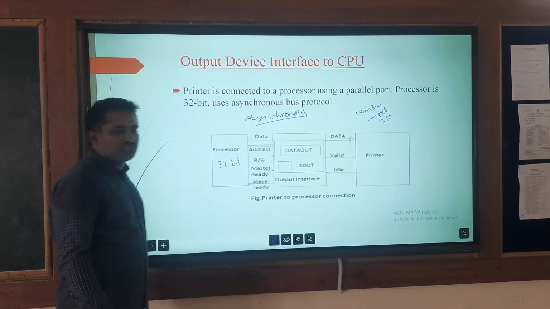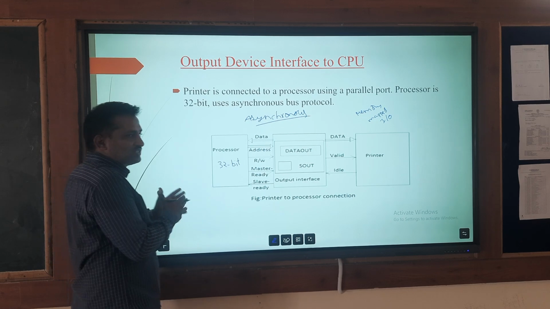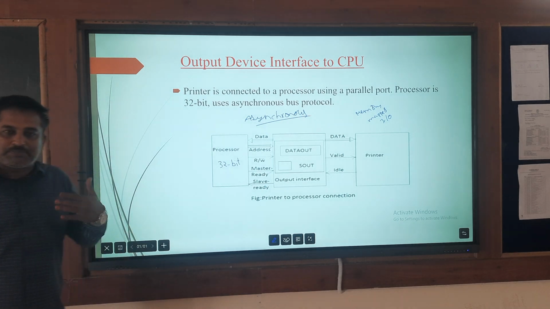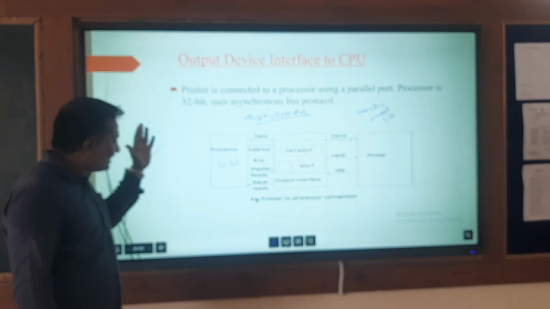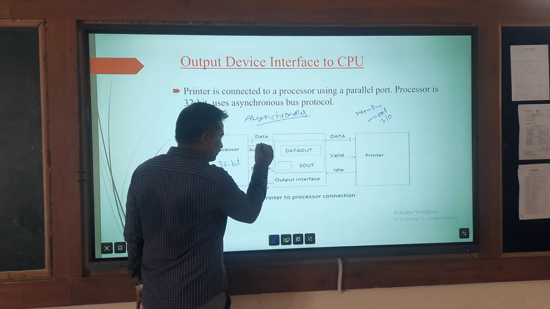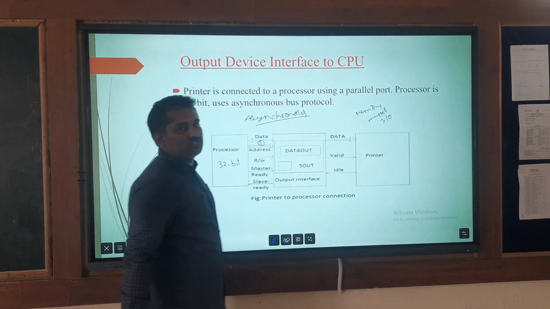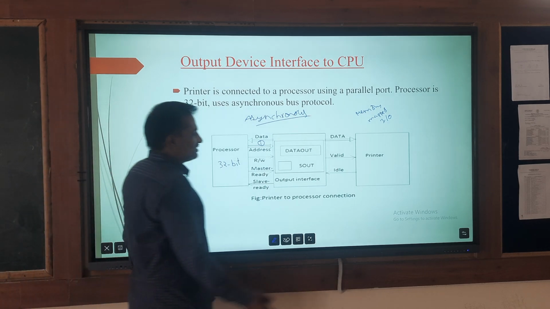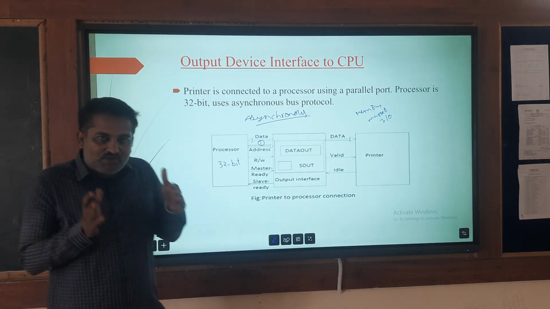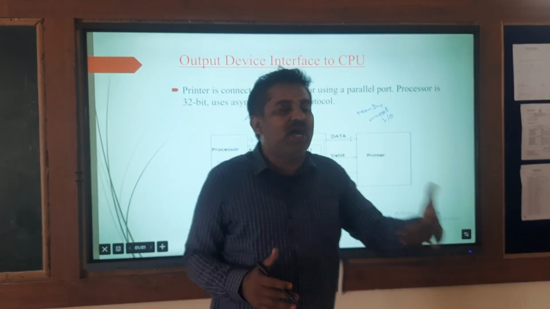These are the three assumptions we consider whenever we want to interface the processor to the printer in parallel. Now look at this. What are the steps we have to follow whenever we are interfacing the processor to the printer in parallel? The first step is, no doubt, the address. First, the processor has to assign the address to the slave devices. Here, the slave device is the output device, which is the printer. Whenever the processor wants to communicate for data transfer, first of all, it has to assign the address.